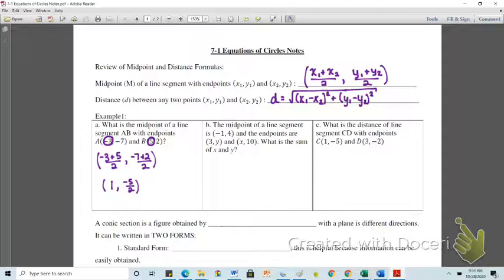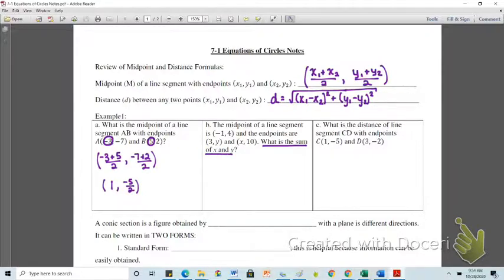So if I look at B, it gives me the midpoint and the endpoints, but notice one of each of the endpoints is missing, so I'm going to need to find that. And then it asks, what is the sum of x and y? So that is my final goal, is what is the sum of x and y?